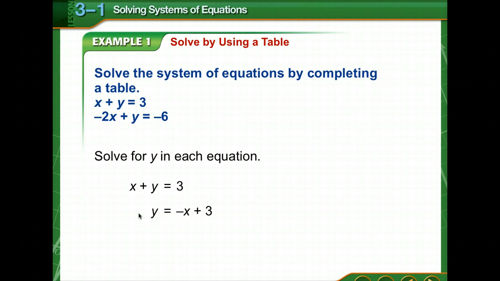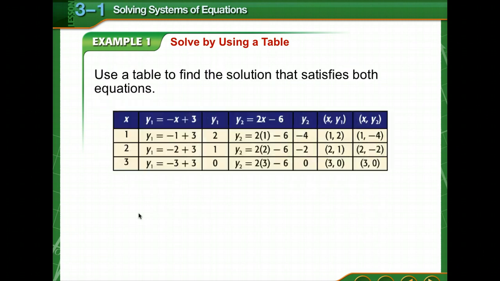So we're going to subtract the x from both sides on the first equation. We're going to add 2x on both sides to the second equation. So notice these are both in slope-intercept form. Now we're going to use a table to find the solution that satisfies both of the equations. So notice that we have our x value that we're going to choose. This is the first equation, and this is the y value we get when we substitute in this x.